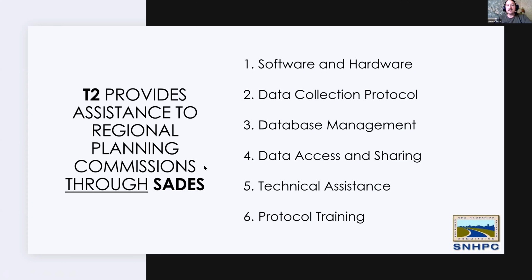So through SAIDS, T2 provides data collection protocol manuals, database management, data access and sharing online, technical assistance, and training for how to collect this data using the protocol manual.